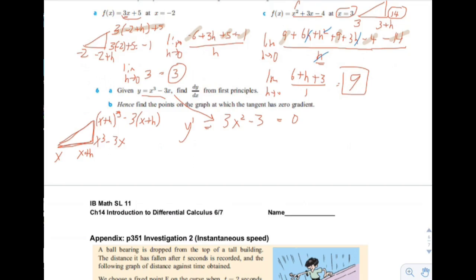And so we can just solve this equation now. So we have 3x squared minus 3 equals 0. When is that equal to 0? Well, we're going to add 3 to both sides, and we get that. We divide 3 from both sides, we get x squared equals 1. So it would be x equals negative 1 or 1, right? These are the two x coordinates, which would give you a gradient of 0 for the graph. Okay? And that's it for this page.